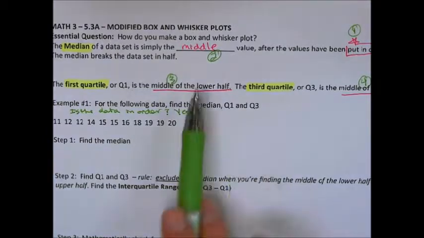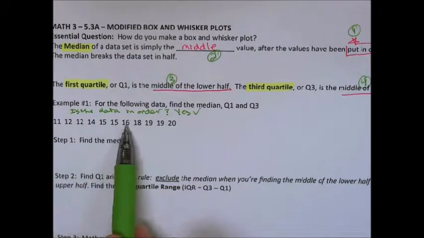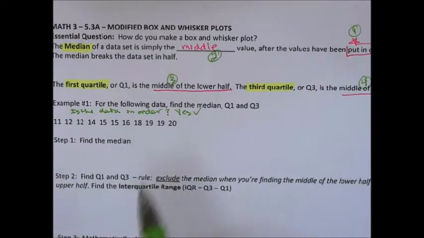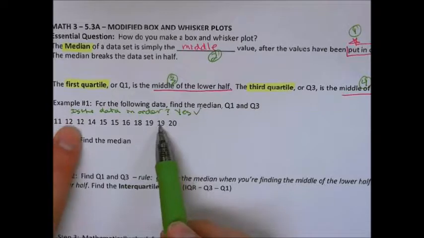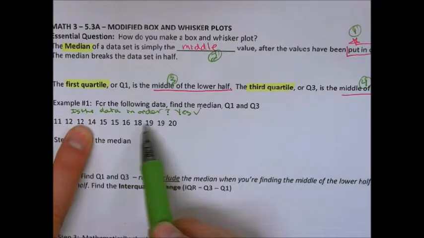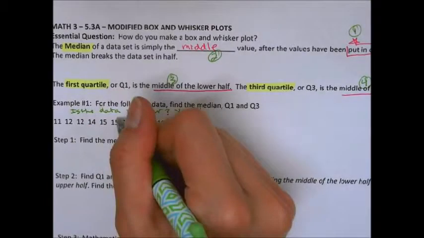All right, so let's go ahead and find the middle. So there's 1, 2, 3, 4, 5, 6, 7, 8, 9, 10, 11 terms. So I like to just put my fingers and go in. So here's 1, 2, 3, 4, 5. So this 15 is the middle.